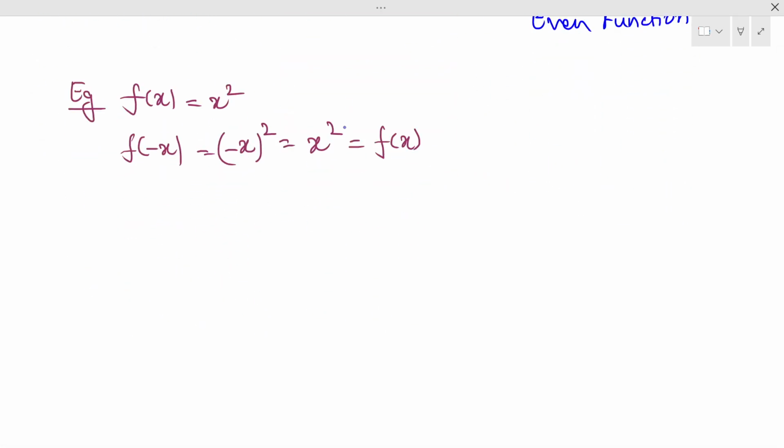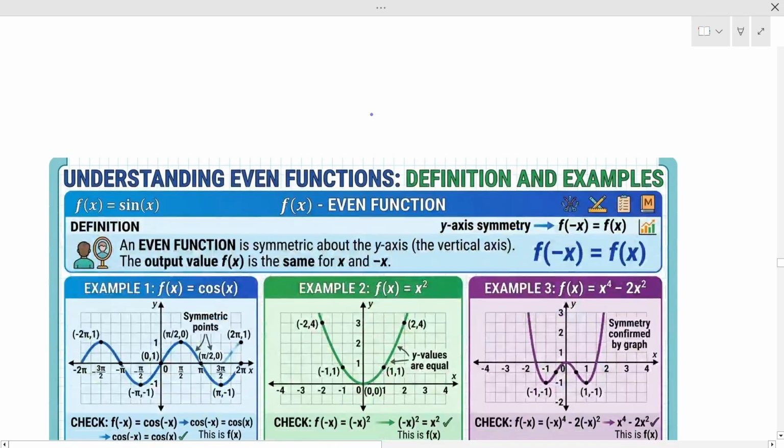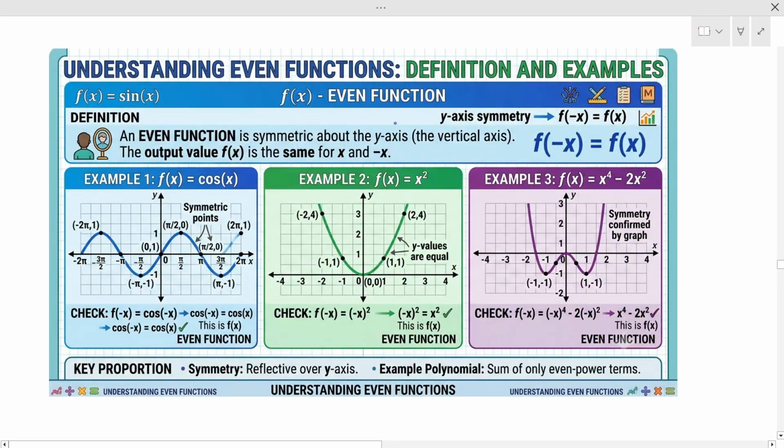So let's see its graph. You can see that the even functions are always symmetric about the y-axis. We can take f(x) = cos x. You can see the graph, it is symmetric about the y-axis, right? And you can also check that f(-x) will be cos(-x), and we all know that cos(-x) = cos x, right? So this is the same as the function f(x). That's why cos x is an even function.